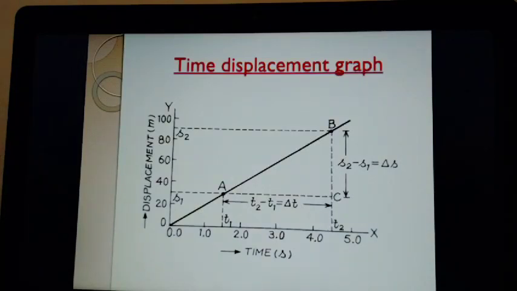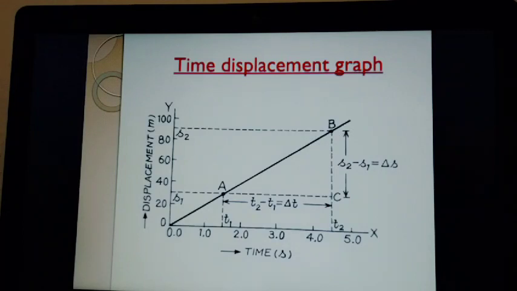You see the graph here. Time is taken along the x-axis and the displacement is taken along the y-axis. At time 0, the position is also 0. Then after 1 second, it covers 20 meter. By 2 seconds, it covers 40 meter. And by 3 seconds, it covers 60 meter and so on.